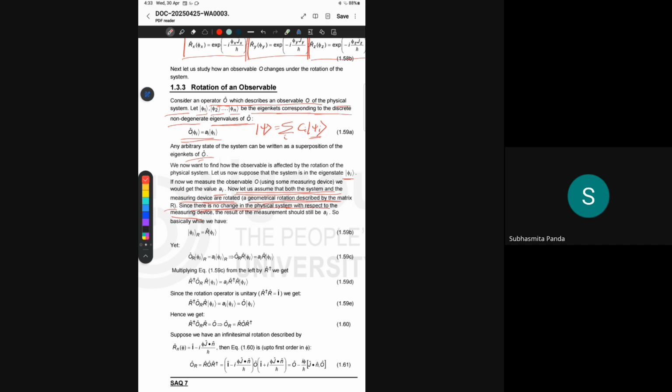It will not change because of measurement. The result of measurement should still be A I.